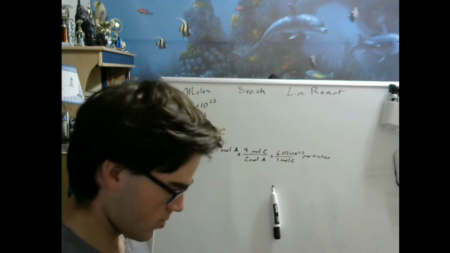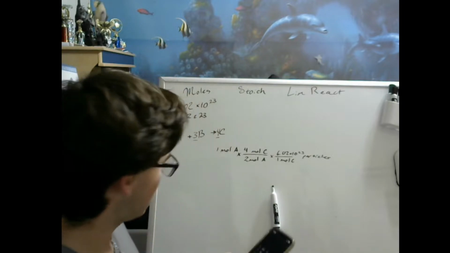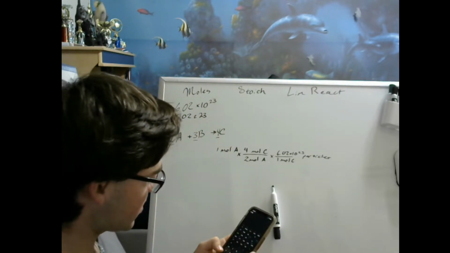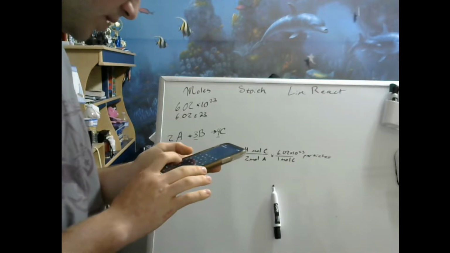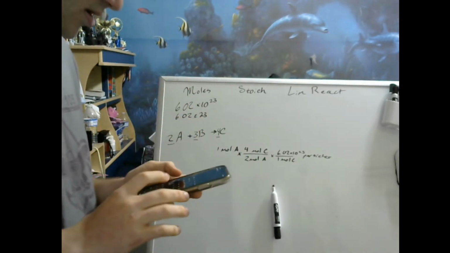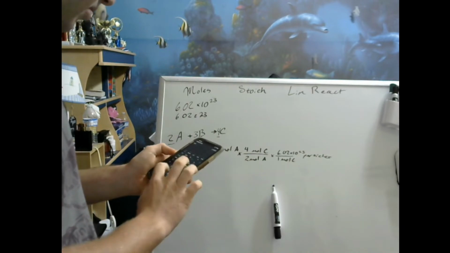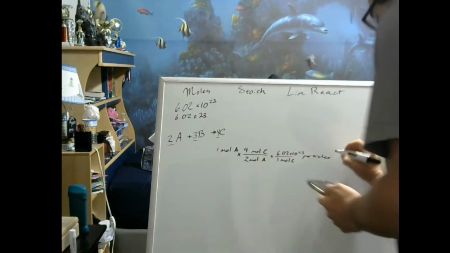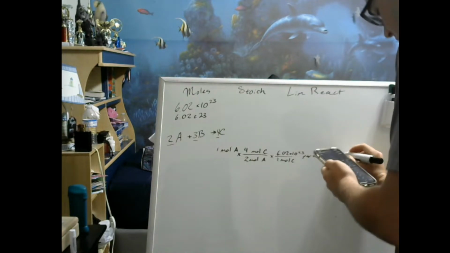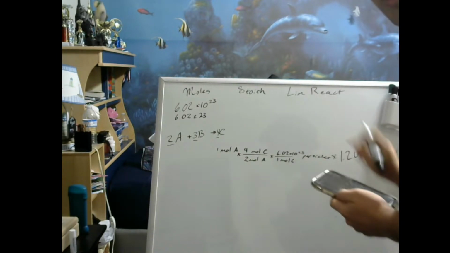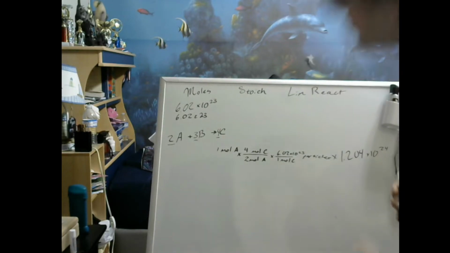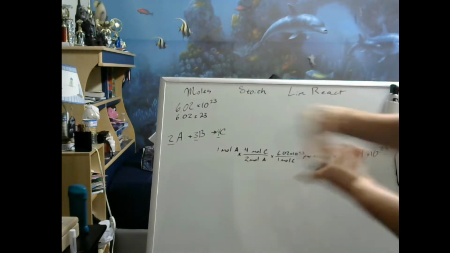So my main calculator is currently missing, so you just do 1 times 4 times 6.02, and then the little E button I meant. That way you have an E there instead of the times 10 to the, because it can sometimes get weird. There, and then divide by 2. So with 1 mole of A in this reaction, I would end up with 1.204 times 10 to the 24 particles of C. That's how you use moles and stoichiometry to figure out what's going on in a reaction.